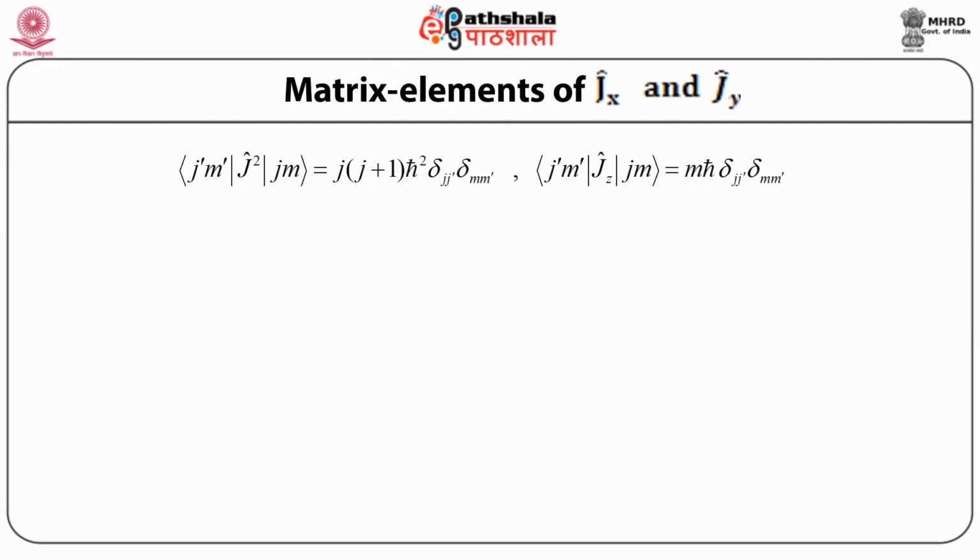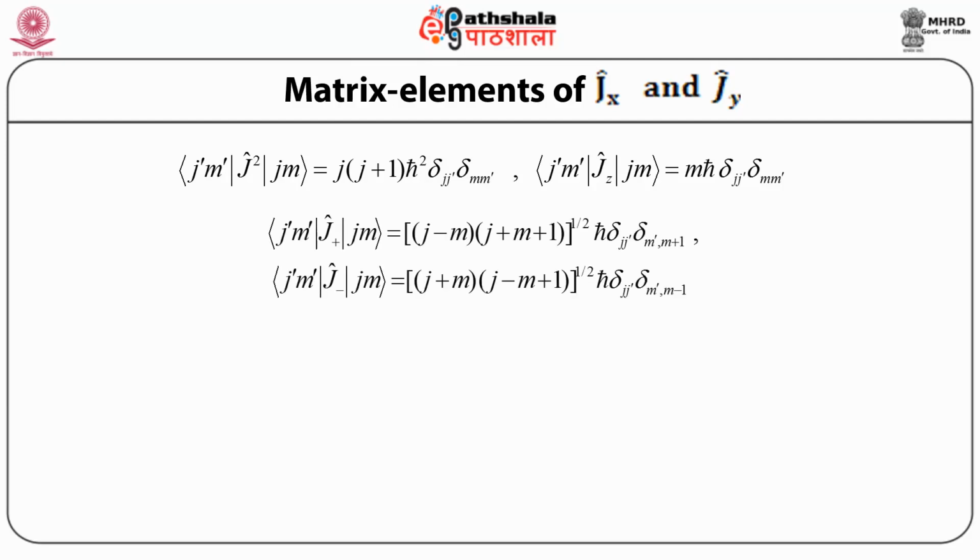The scalar product of ⟨j′m′| with operator J² |jm⟩ is equal to j(j+1)ħ² δ_{j′j} δ_{m′m}. The scalar product of ⟨j′m′| with operator Jz |jm⟩ is equal to mħ δ_{j′j} δ_{m′m}.